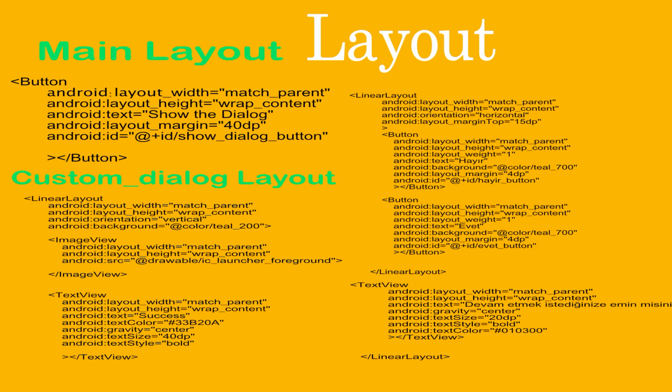The image view has an image, and there are two texts with it. The first one has a success text, and the second one is a text in the Turkish language, only text. I don't know how to translate it. Sorry. You should write this layout page into your project, and now we are going to pass to the activity page.